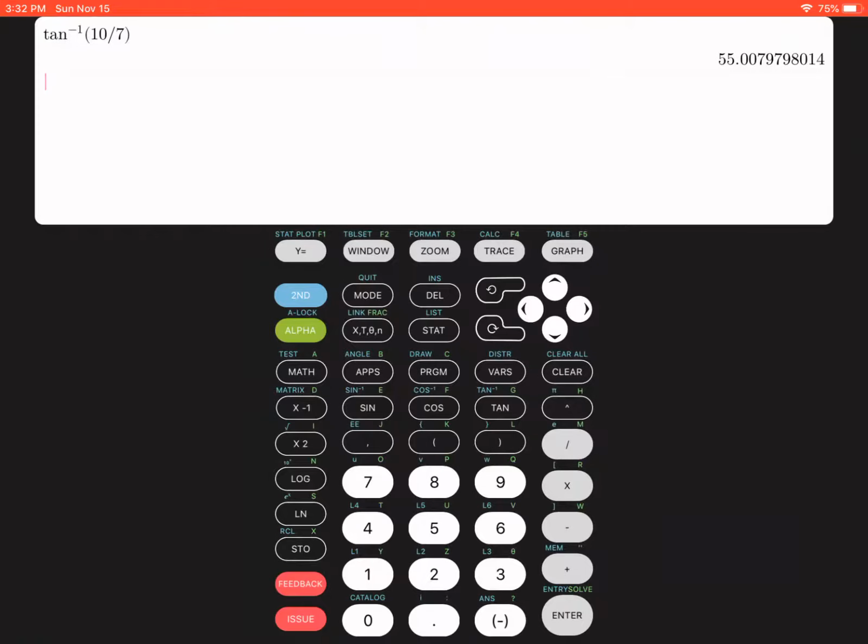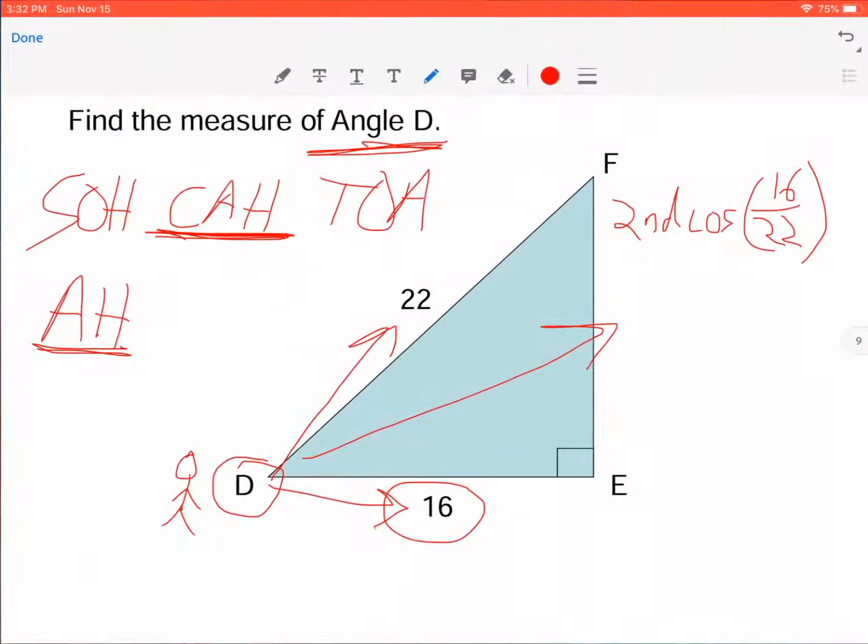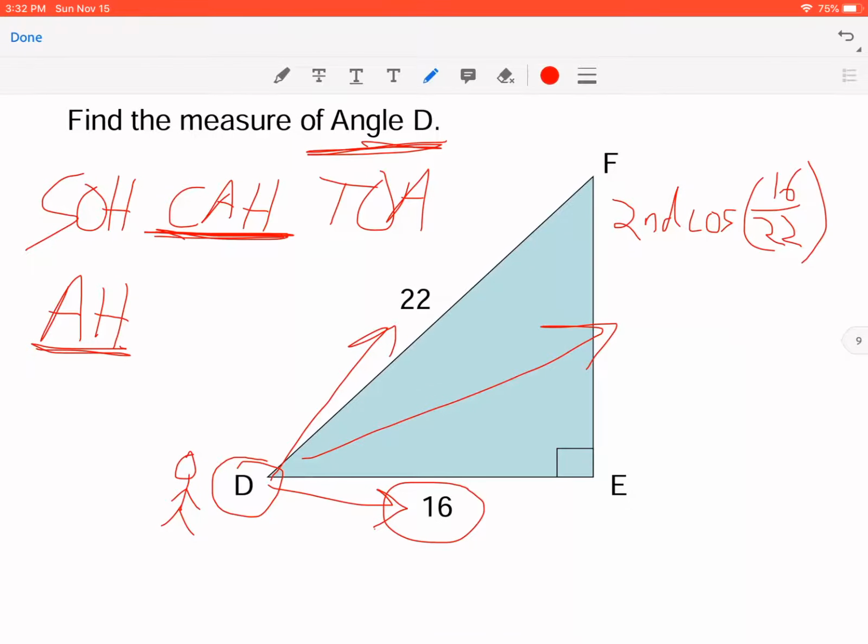So I'm going to clear it. Second cosine, 16 divided by 22. Hit enter. 43.3. I'd leave it at 43 degrees. Round it to the nearest degree, it's 43 degrees. All right, and that's it. So D, this angle right here, angle D, is 43 degrees. They didn't ask for angle F. Angle D is just 43 degrees.